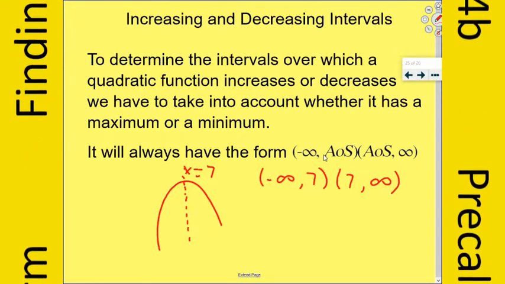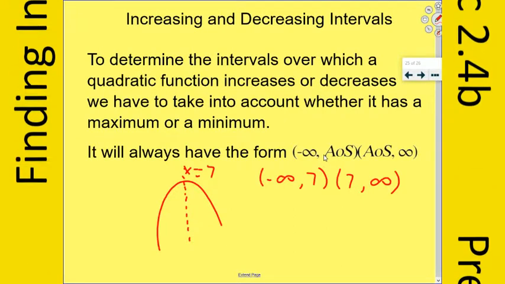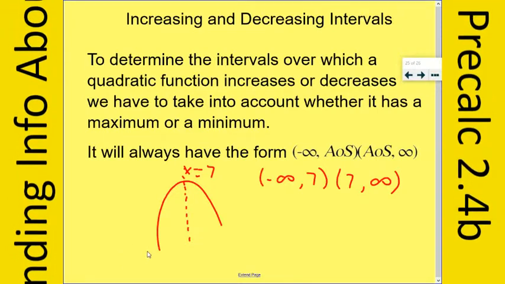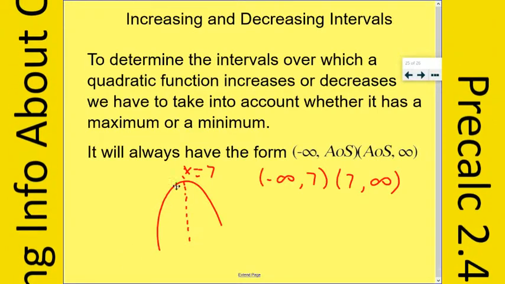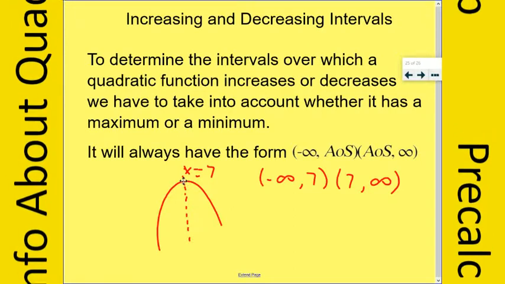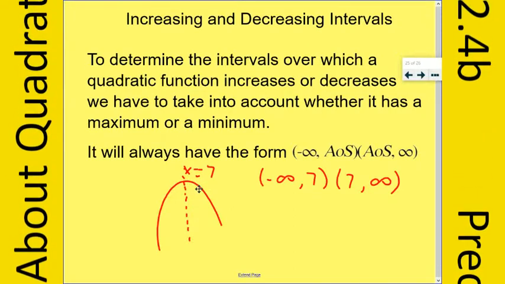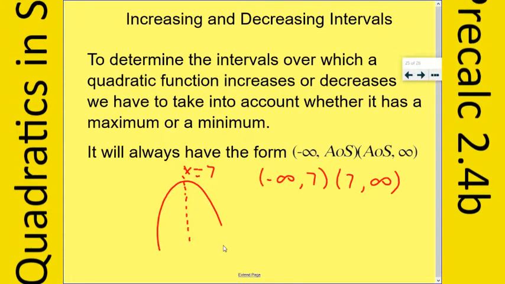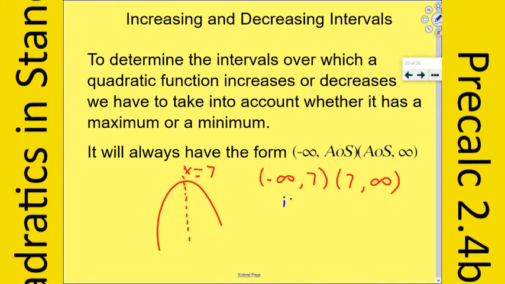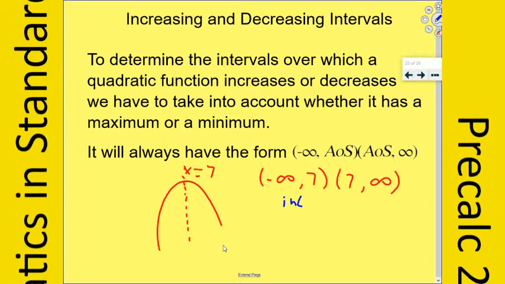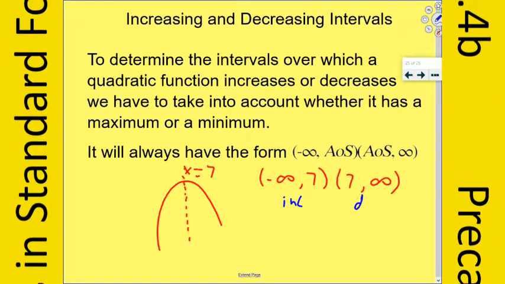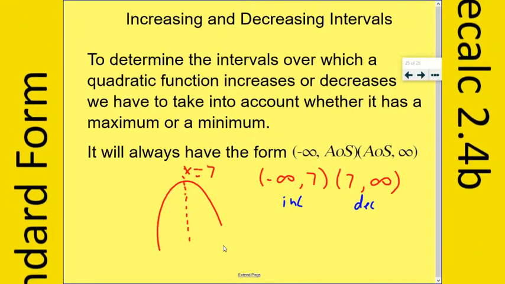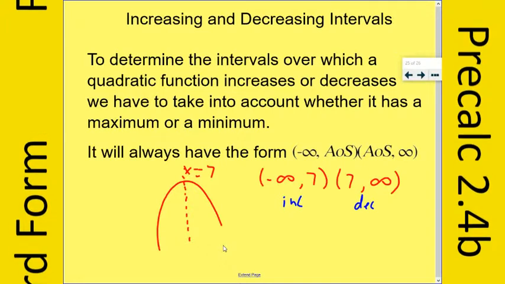So if we look at our graph, as we're moving from left to right, it's starting down here, and as we move left to right, it's going upwards. It's increasing. And then, after x equals 7, it turns and starts going downwards, or decreasing. So we can say that this function is increasing over the interval negative infinity to 7, and it's decreasing over the interval 7 to infinity. Okay? So that's how increasing and decreasing works.